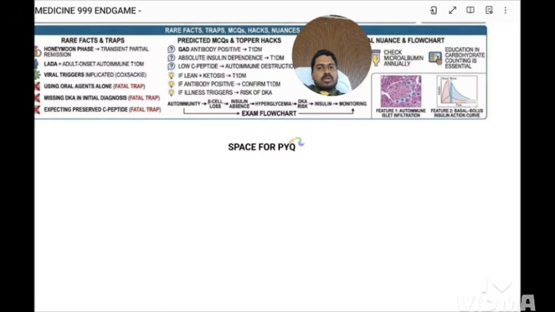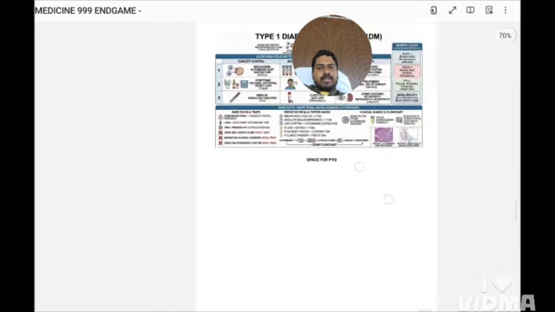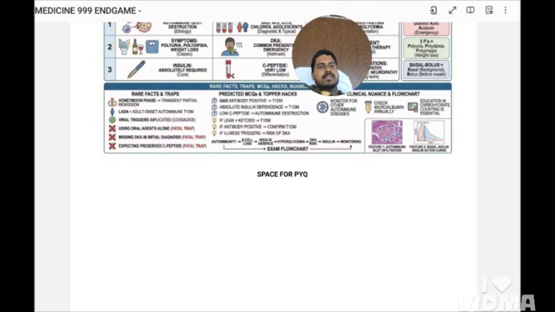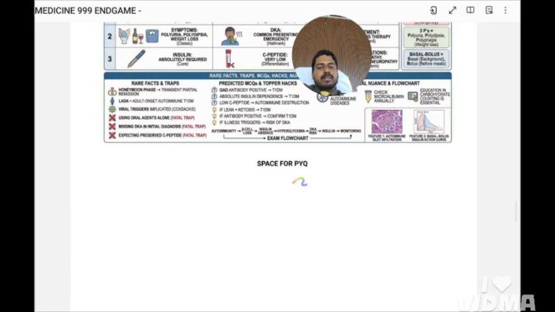Along with these things, you should also solve PYQs, whichever are currently available. Whichever you solve, write the PYQ explanation below this page, so that you will have everything required in one PDF only, which is not more than 170 pages. In these 170 pages, you will have everything that is required in medicine.